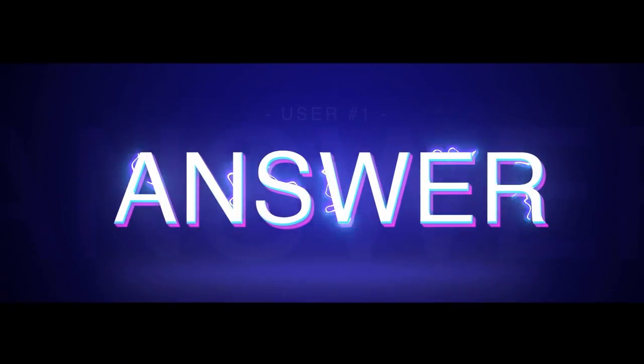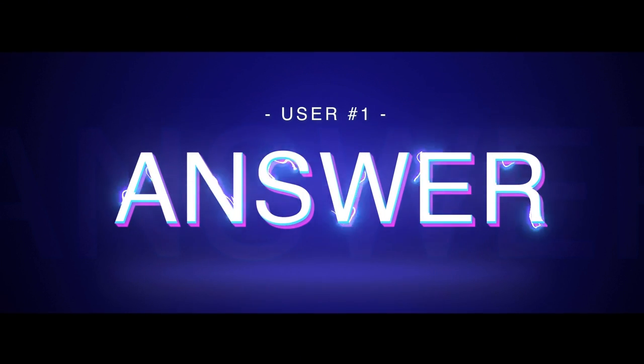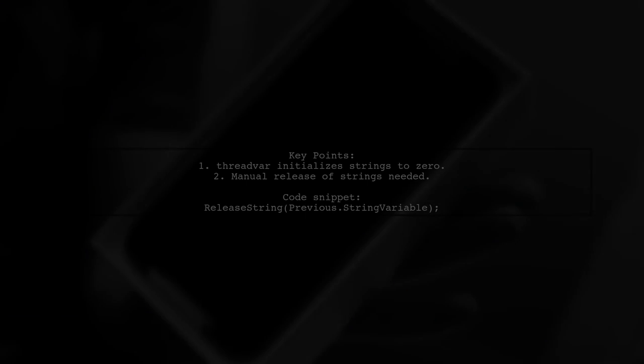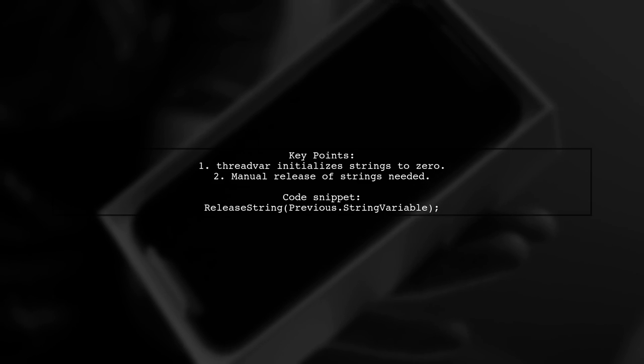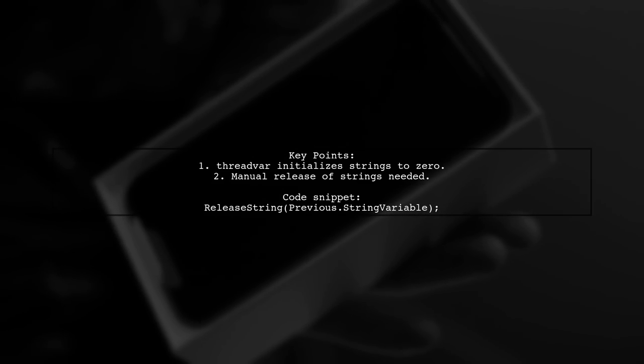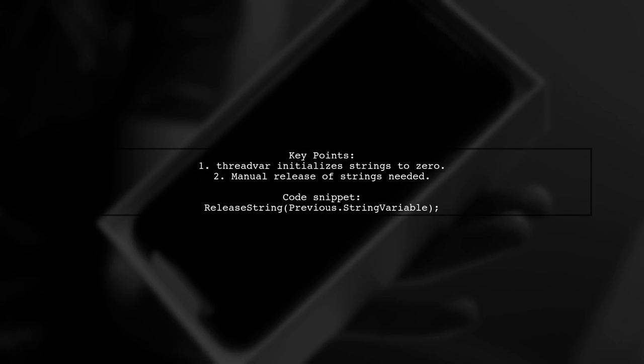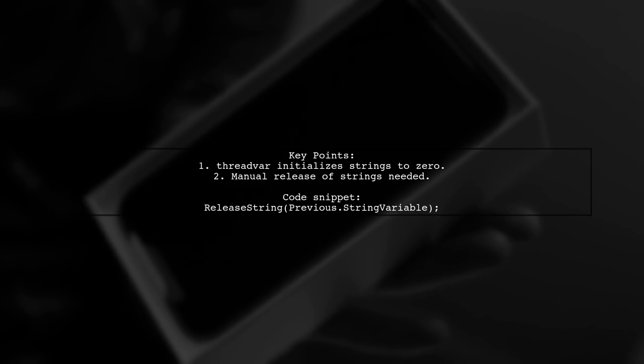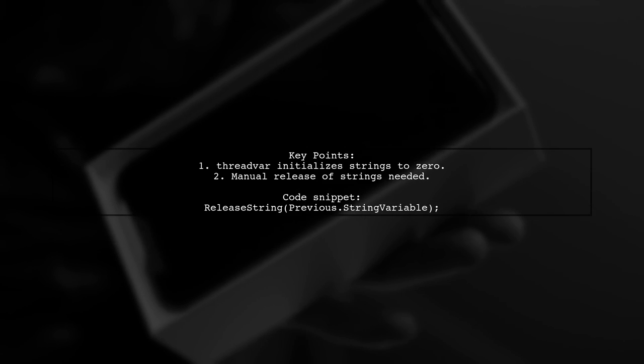Let's now look at a user-suggested answer. Using Threadvar is generally safe for initializing string variables since they start with zero. However, you must manually release each string in your previous variable.